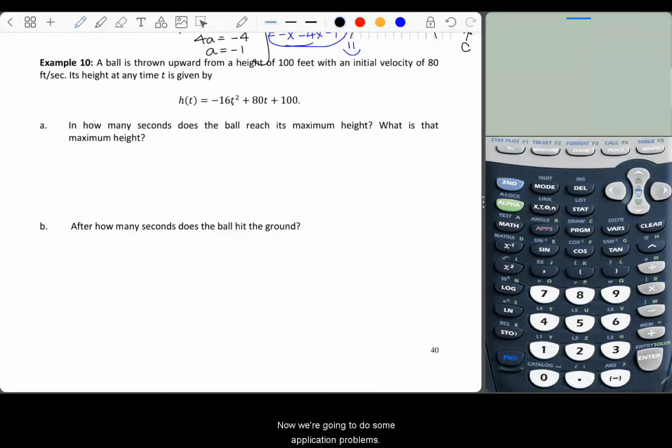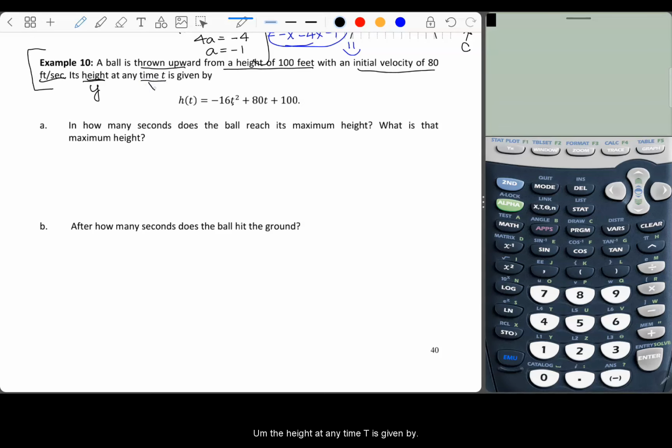Now we're going to do some application problems. And the first one is a classic. Example 10. A ball is thrown upward from a height of 100 feet. And 100 feet is important. With an initial velocity of 80 feet per second. That's important, especially if you're in physics.